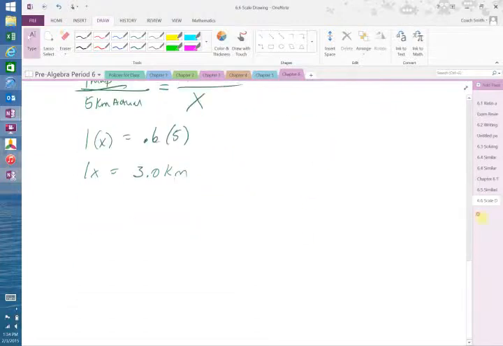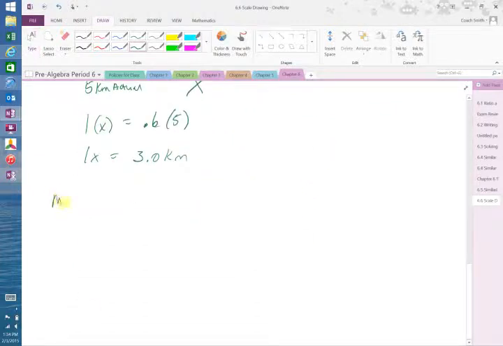What if they want to go the other way? Let's say they have the actual distance and they want to go to the scale on the map. Okay? The next set says a map has a scale of 1 inch to 3 kilometers. Then it says use the given actual distance to find the distance on the map. So now they want 1 inch equal 3 kilometers. Okay? Now this is your scale for the map.